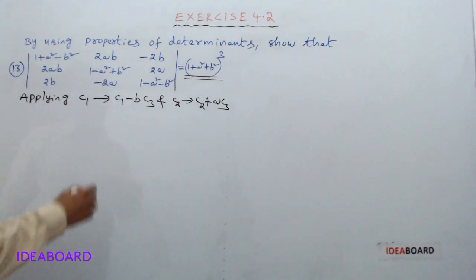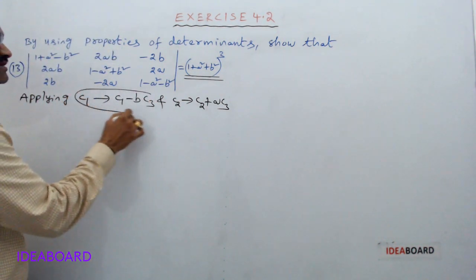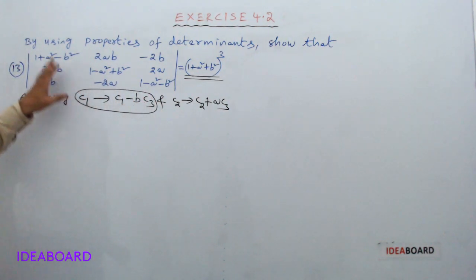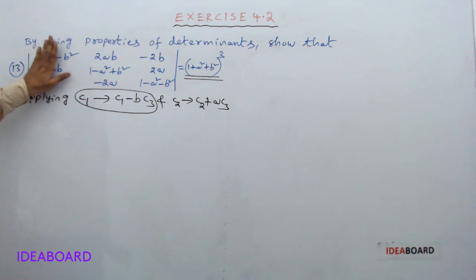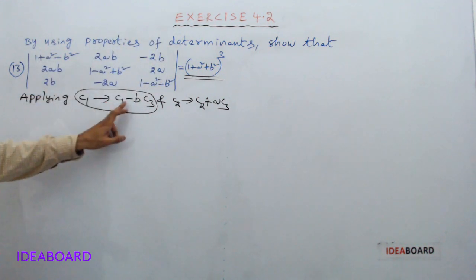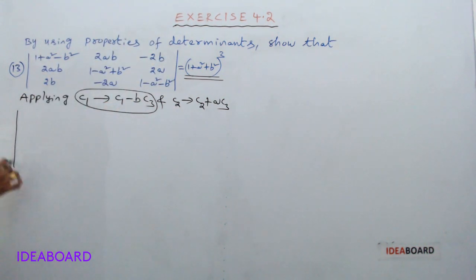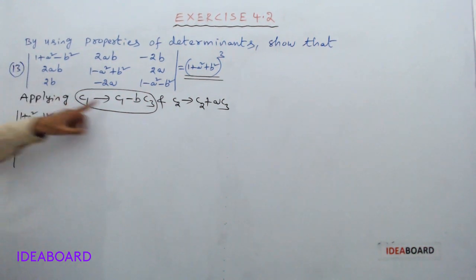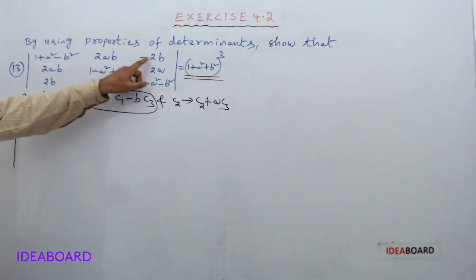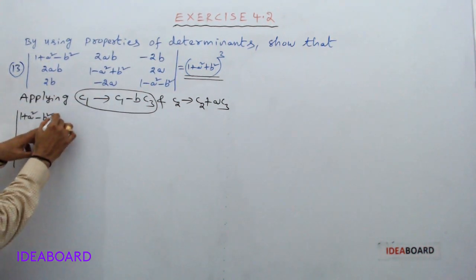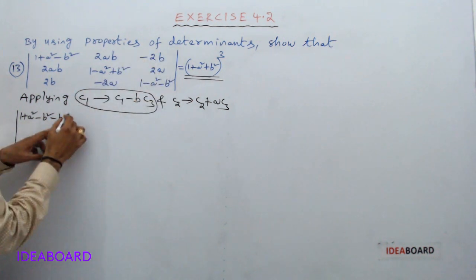So first we apply this operation here, C1 changes to C1 minus B into C3. We are doing operation to C1 here, so we have to change C1. This is C1, this is C2, this is C3. First let us apply this operation here. Determinant of C1. C1 is this one. First element 1 plus A square minus B square minus B into minus 2B. In C3 we are having first element minus 2B.